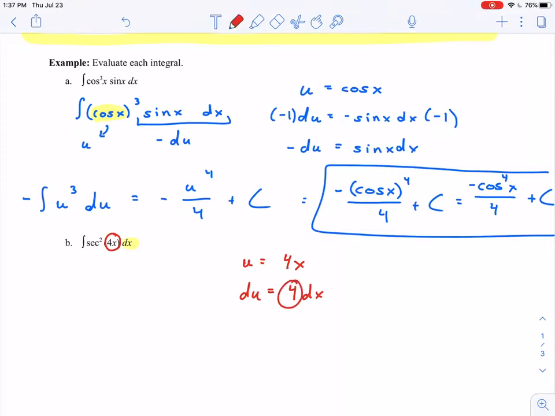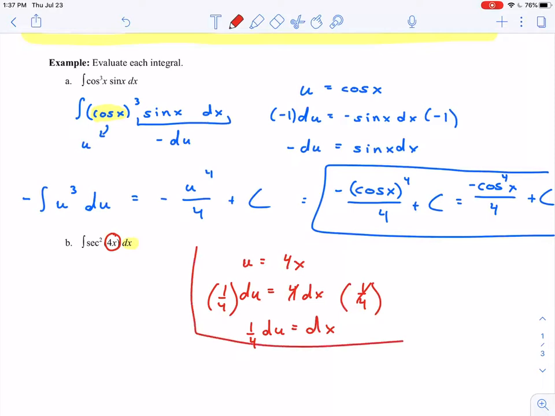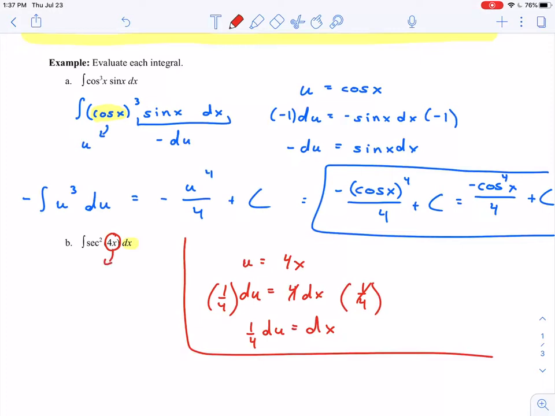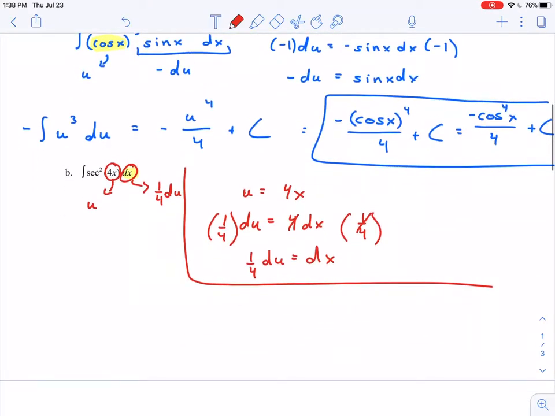So I need to get rid of this 4. Let's go ahead and multiply both sides by 1/4 in order to do that. So these two cancel. I have 1/4 du is equal to dx. So when I perform my substitution, this is going to be my u, and then dx is going to be 1/4 du. So I will factor out the 1/4 right away. So I've got 1/4 times the integral of secant squared u du.